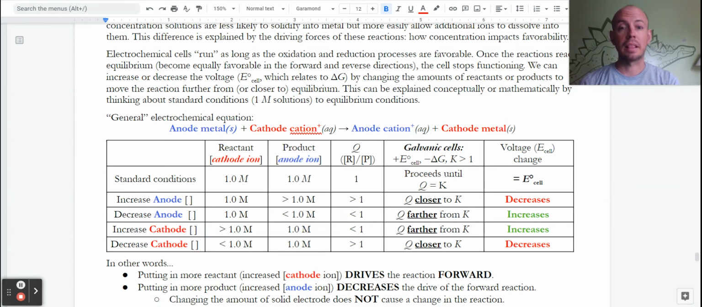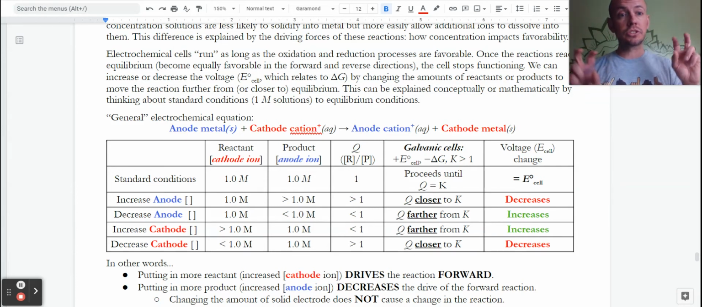We can do that by lowering our starting concentration of the anion solution, or the anode solution, or by increasing our cation. And this is where I say it has a similar feel to Le Chatelier's principle, but we wouldn't use that same word. If I put in more reactant, it drives the reaction more forward. We wouldn't say shifts forward because we're not at equilibrium, but more cation concentration is going to drive it more forward. A lower anode cation concentration is also going to drive it forward.